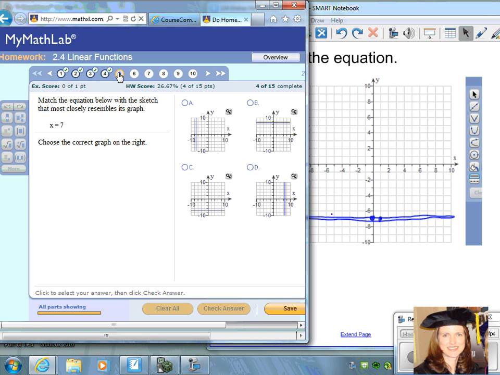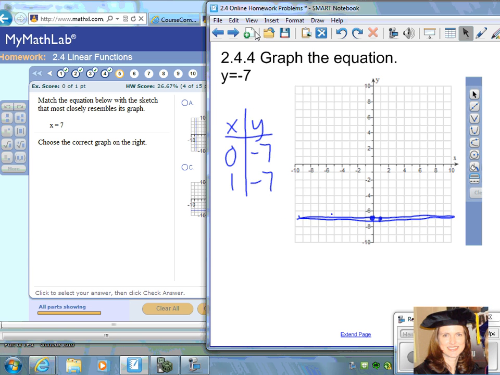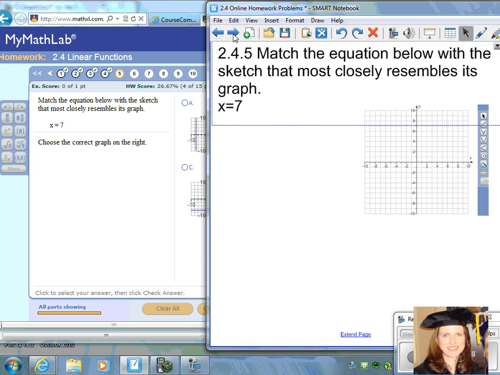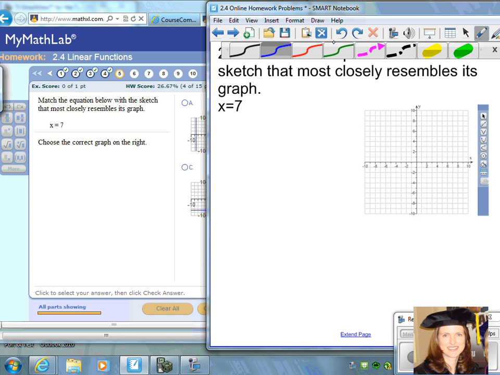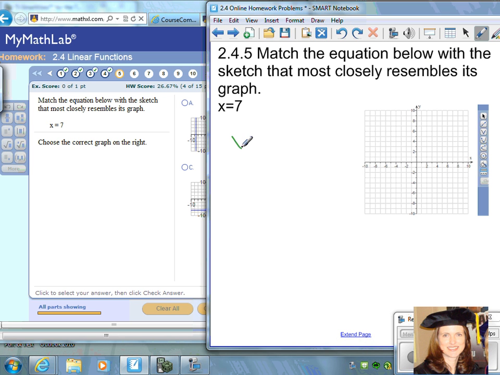Let's see about doing one more in this video. Question number 5. Match the equation below with the sketch that most closely resembles this graph. Now this equation only has an x in it, so the graph is only going to go through the x-axis. You can make a table of values if you want, but the only thing that you can plug in is x is equal to 7.